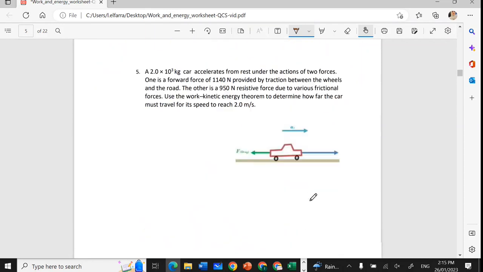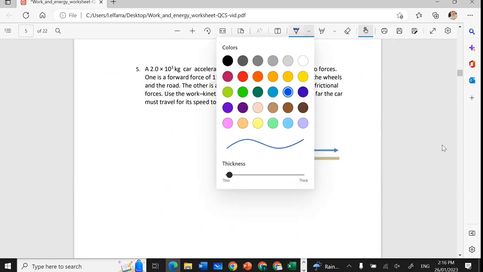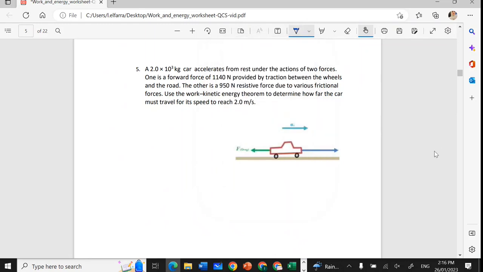Okay, one more example. We'll see this one. Here we have a 2 times 10 to the power 3 kilogram car. So this is the mass M, 2 times 10 to the power 3 kilogram.